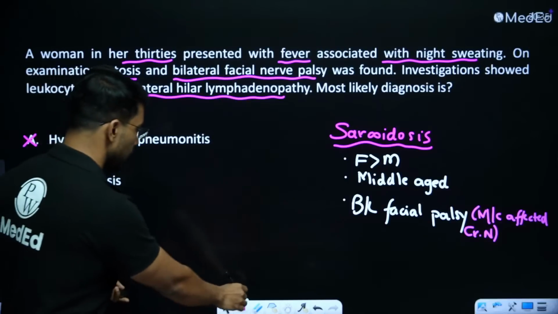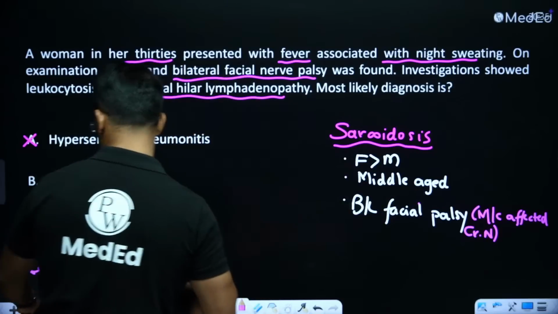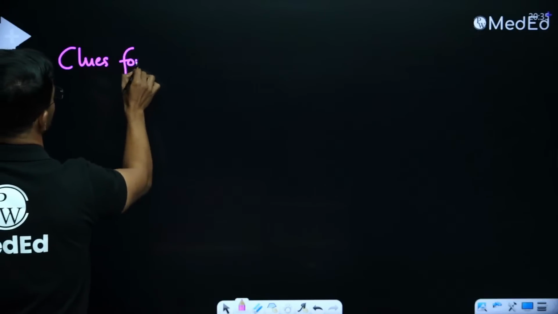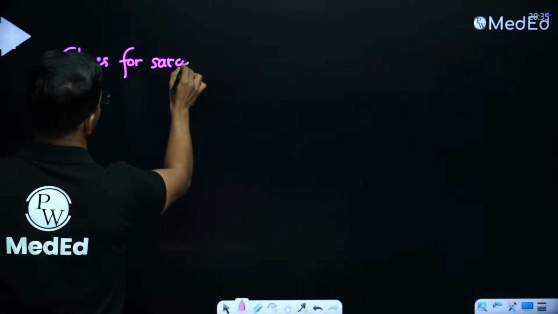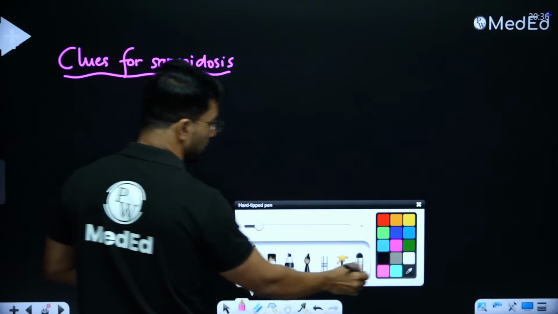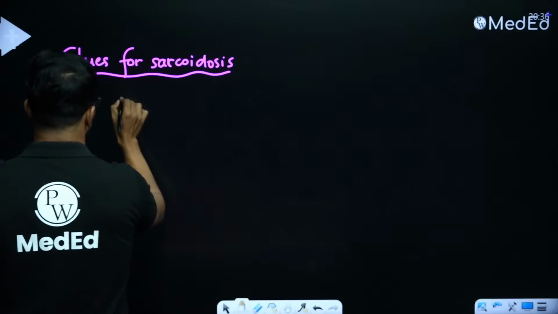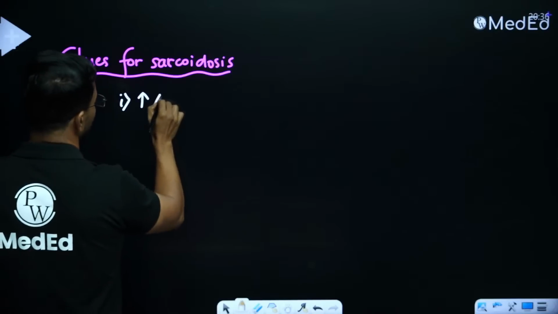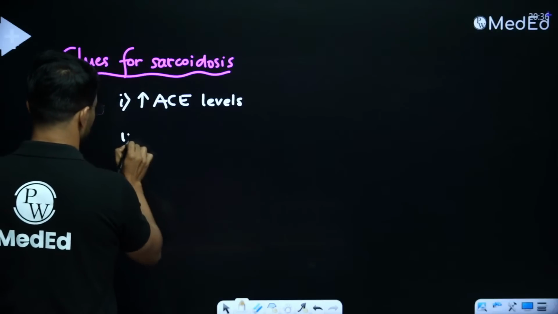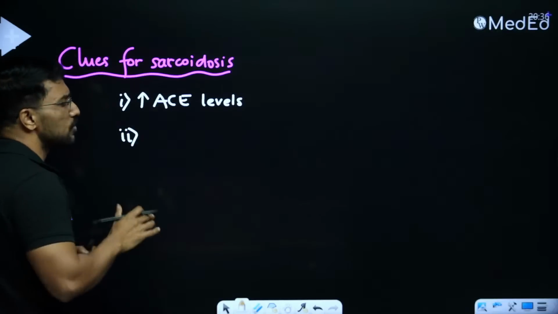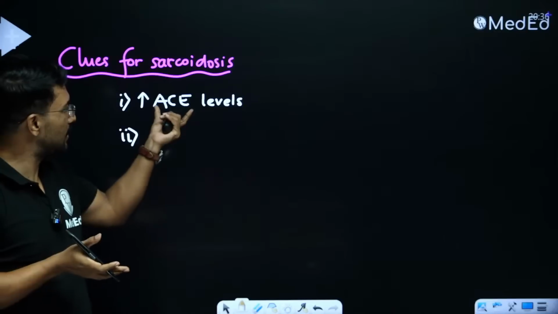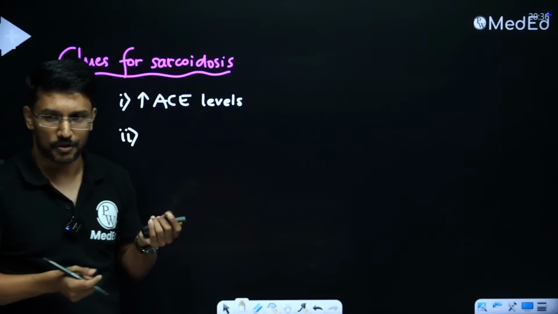So again, in the exam, clues for sarcoidosis, we will just make a small slide. Clues for sarcoidosis. This is not the clue for clinical practice, but the clue for MCQs. The first one is increased angiotensin converting enzyme levels, ACE levels, which is seen in sarcoidosis. Because ACE is produced by the lungs, and when sarcoidosis affects the lungs, the inflammation of the lungs make us leak the ACE from the lung cells into the circulation.